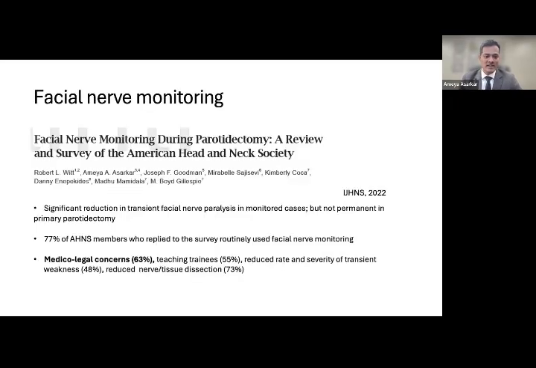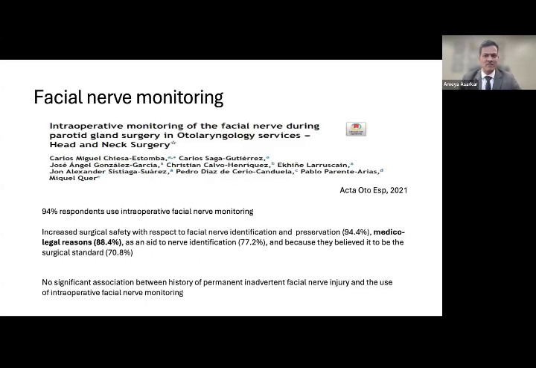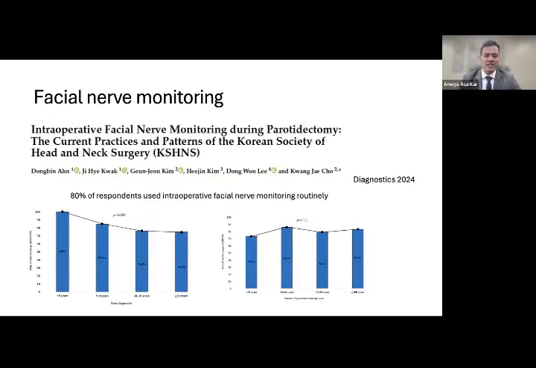I just wanted to quickly go over what most surgeons prefer. By and large, we did this survey for the American Head and Neck Society salivary section a few years ago, and close to 80% of all the members did use facial nerve monitoring. And this was a study that they published from Spain, with similar respondents, over 90% of respondents using facial nerve monitoring. By and large, neither of these papers actually found any correlation between permanent inadvertent facial nerve injury and use of intraoperative facial nerve monitoring. And a similar study from Korea as well, more than 80% of respondents using facial nerve monitoring.